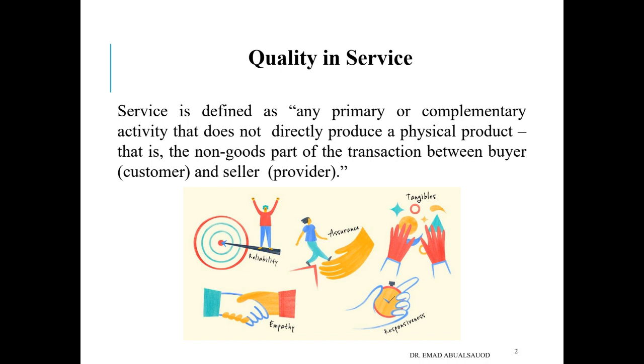In the service, definitely we don't have something tangible or a physical product to give to the customer, but we have a transaction, what we call an activity, between the customer and the provider, or the seller and the buyer. So the quality in service we can define as any primary or complementary activity that does not directly produce a physical product, so not directly giving you a product at the end, and the non-goods part of the transaction between the buyer and the seller. So this is what we refer to as the service, and the quality in the service is quite different than in manufacturing.